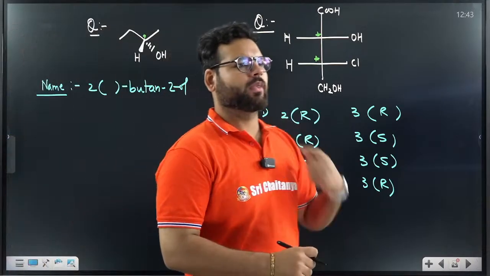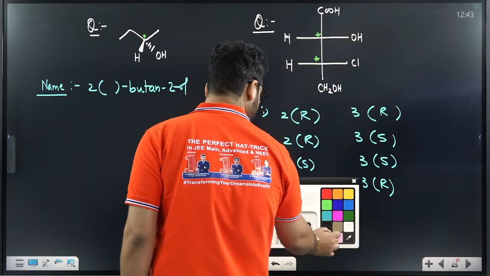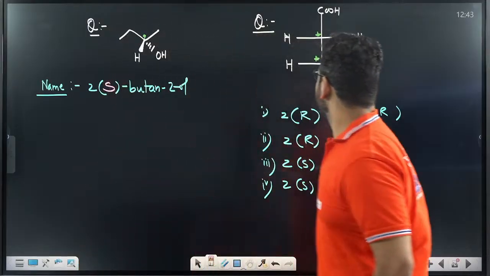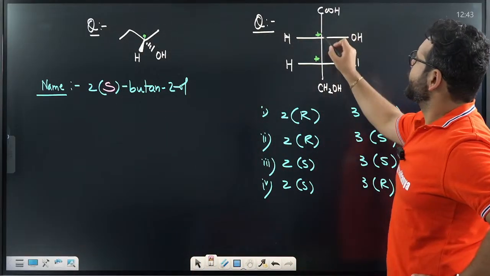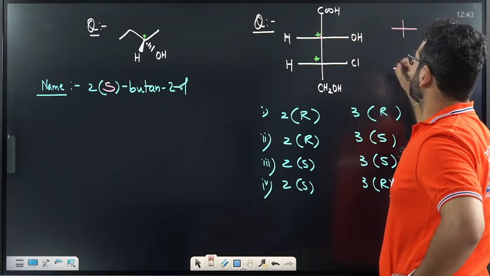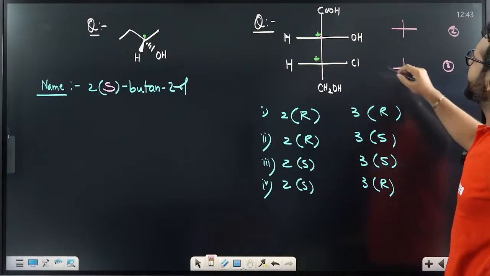Yes, what are we getting? First one, S. Yes, correct. Very good. All of you do it yourself. S is correct. What about the second one? This is the second carbon. Write it separately. Okay, this is the second carbon. I'm writing it separately. Third carbon, I'm writing it separately.